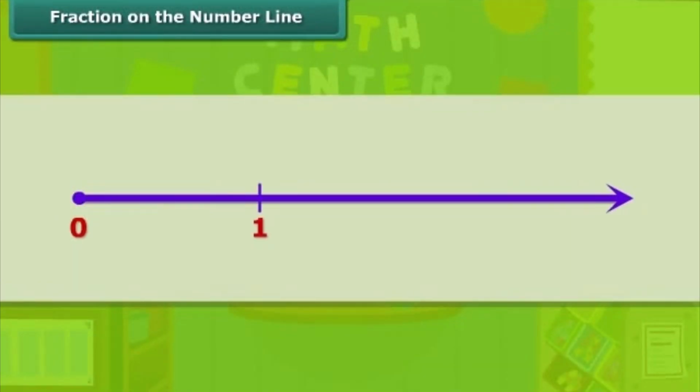Students, to represent the fraction on a number line, let us mark 1/4 on a number line. It lies between 0 and 1. We divide the length between 0 and 1 into 4 equal parts and show one part as 1/4.